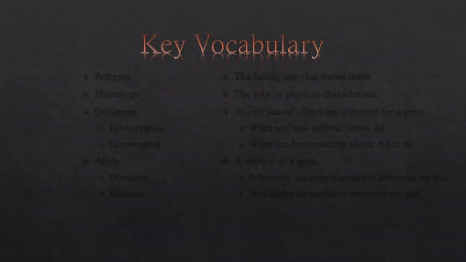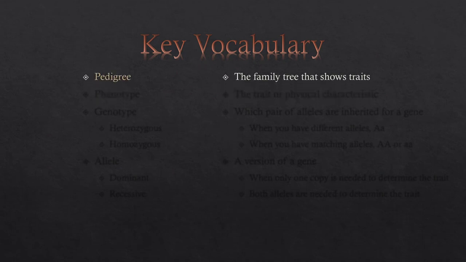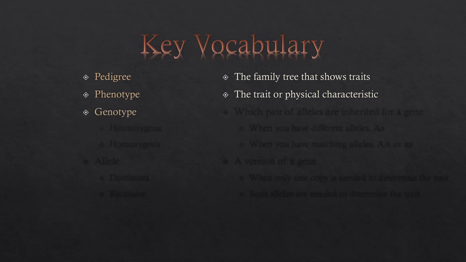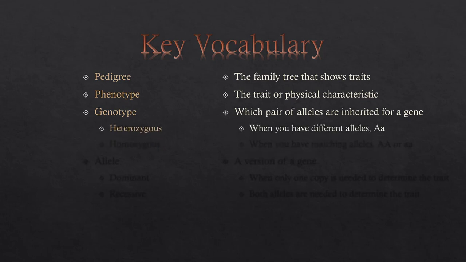Welcome back. Here are some of the definitions for key vocab. A pedigree is a family tree that shows whatever traits you're interested in. Phenotypes are the traits or physical characteristics of the individuals. A genotype is whichever pair of alleles are inherited for the gene that determines that phenotype, which can be heterozygous when those alleles are different, such as big A, little a, or homozygous, when the alleles match, double dominant or double recessive.